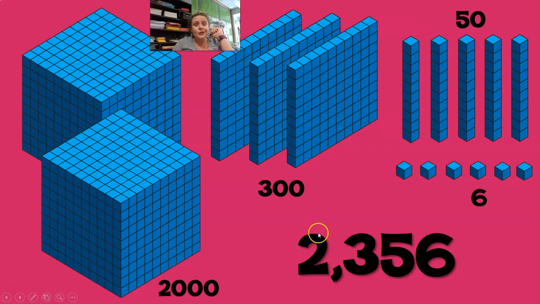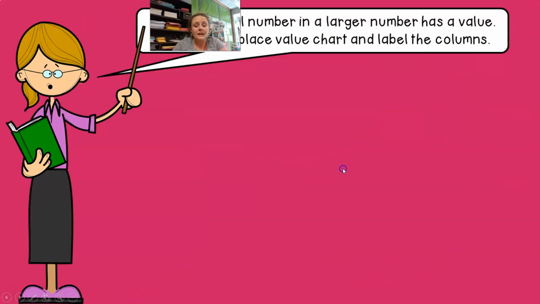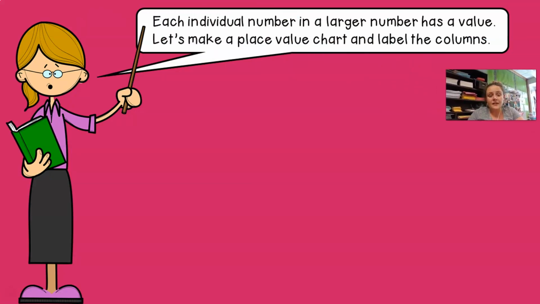Like, yes, this is a 2, but its value isn't 2. It's 2,000, which is a much bigger number. Sure, this is a 3, but its value isn't 3. It's 300. Sure, this is a 5, but its value isn't 5. It's 50. Now, this one actually is a 6, right? 6 ones there. So where the number is located, its place value, its home, matters. Each individual number in a larger number has a value.